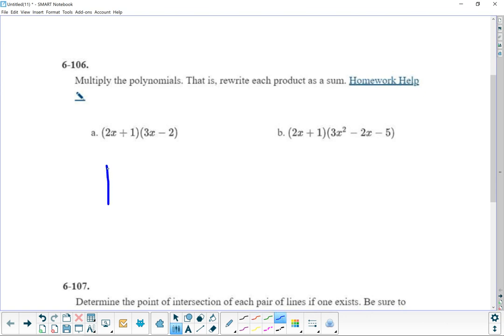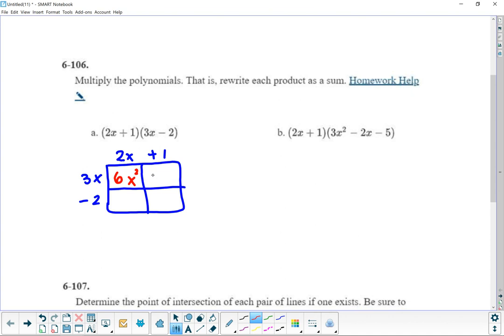So letter A, this is 2x plus 1, and this one is 3x minus 2. To get the answer, just do a multiplication. 2 times 3 is 6. x times x is x squared. 3 times 1 is 3. And then you have an x left over, and that's positive.